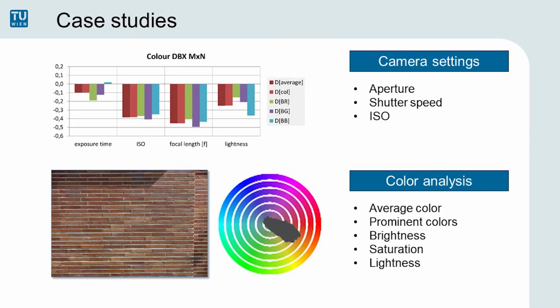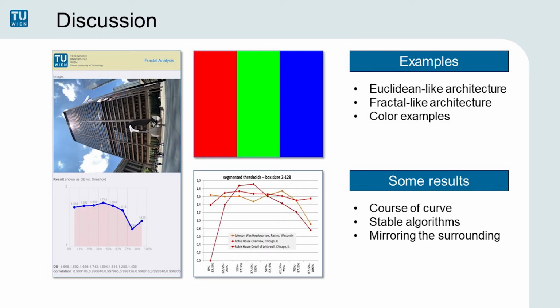The goal of the various test cases is to determine possible influences on the result. This includes the camera settings, the method itself, but also the environment, or in general, what can be seen in the picture. In order to analyze the influences, various color-related measurement methods have been implemented as well. We have tested the application on a series of examples ranging from iconic architectural examples to color-specific examples.